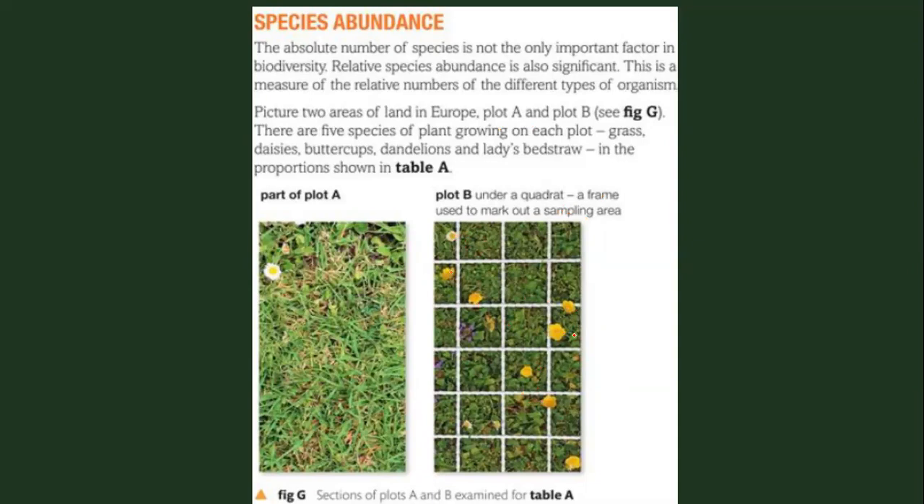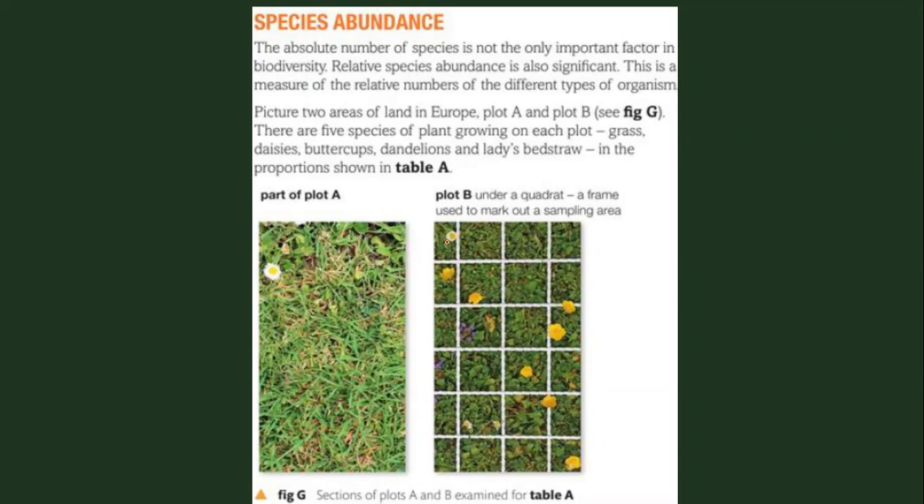For example, you can see in each quadrat different flowers. This is a different plant, this is a different plant, maybe this is a different plant, this is a different plant. So you will count the number of different plants you can see in each quadrat.